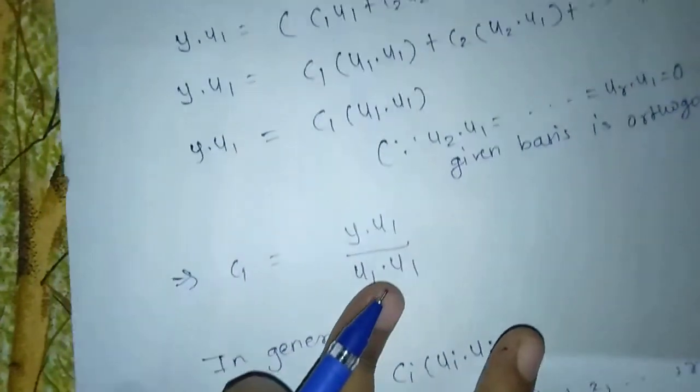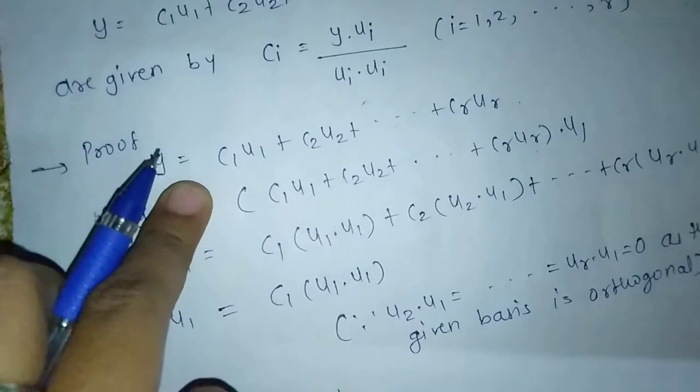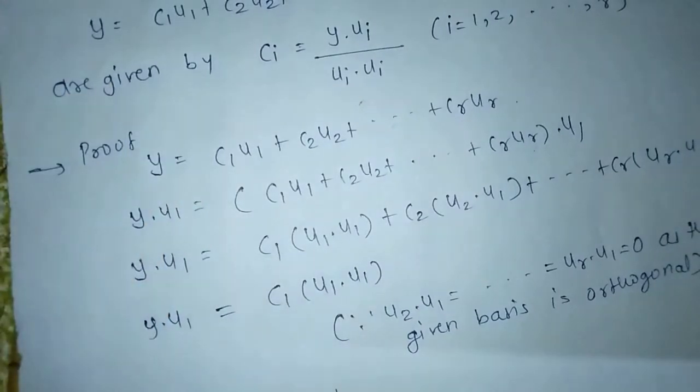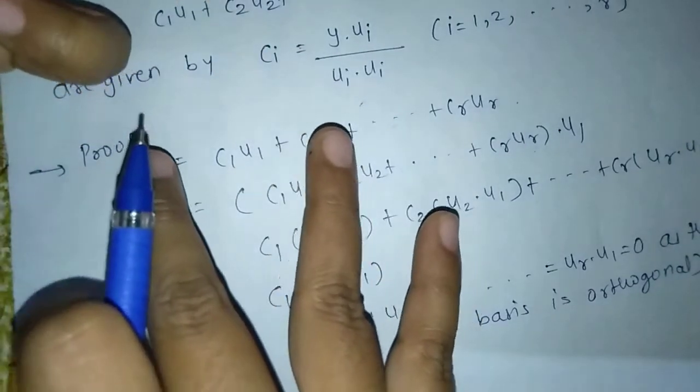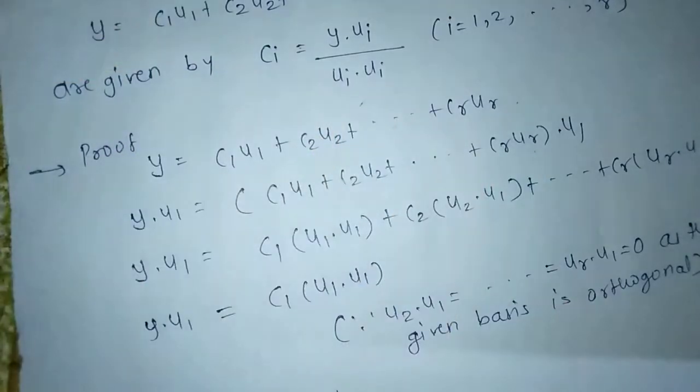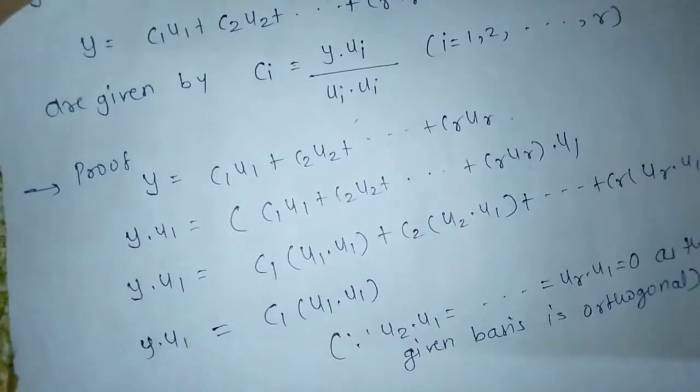आपल्याला C1 ची व्हॅल्यू भेटली जेव्हा आपण U1 नी ह्या इक्वेशनला दोन्ही साइडनी मल्टिप्लाय केलं. C2 ची व्हॅल्यू कधी भेटेल जेव्हा आपण U2 नी इक्वेशनच्या दोन्ही साइडला मल्टिप्लाय करू. सिमिलरली CR ची व्हॅल्यू पण आपल्याला तशीच भेटेल.